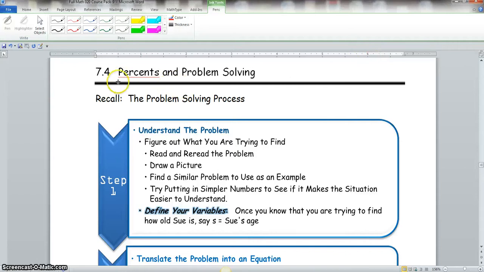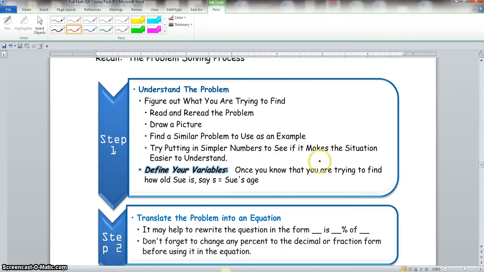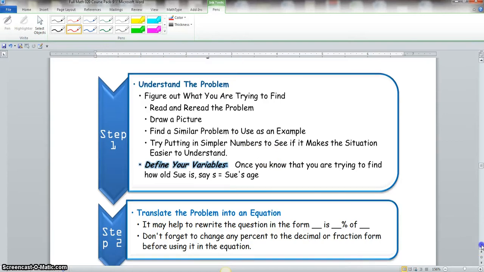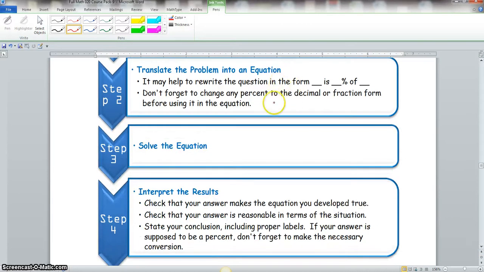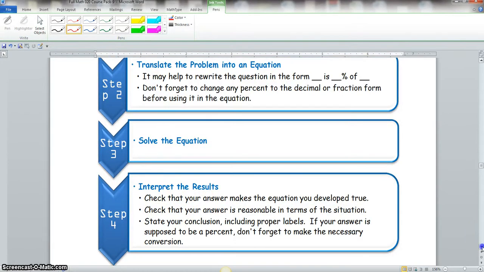Okay, class, we're about to start section 7.4, percents in problem solving. Now we're going to go through the same problem solving process we have in the past. Step 1, understand the problem. You need to define your variable. Step 2, translate the problem into an equation. Step 3, solve the equation. And finally, step 4, interpret the results.